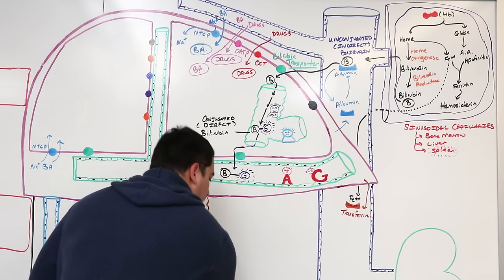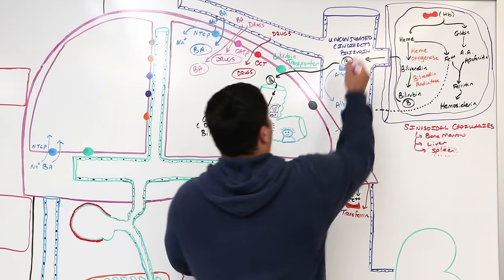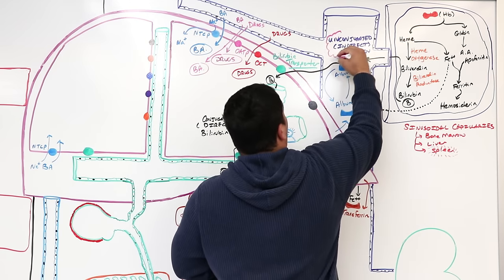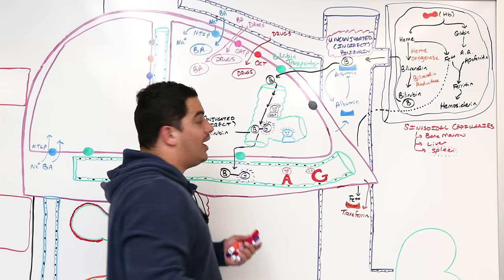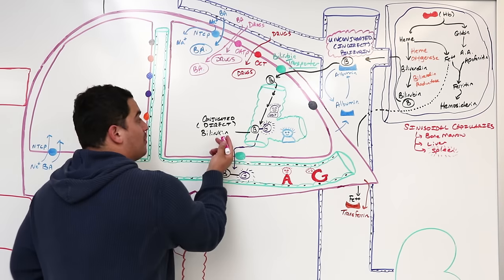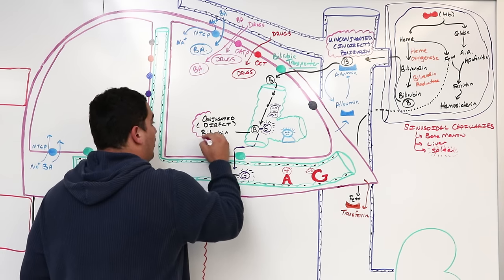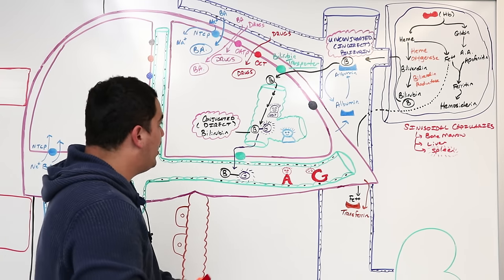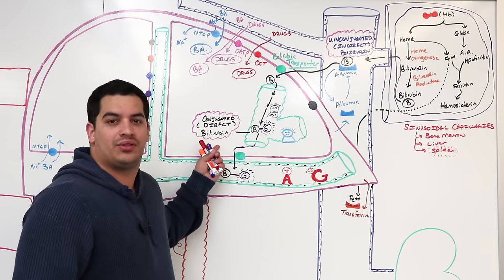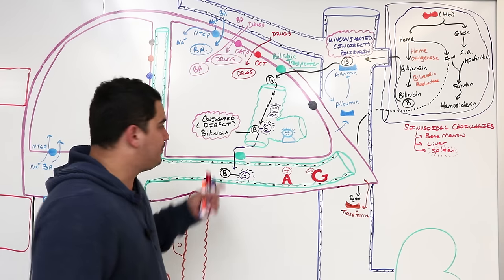Here, I'm gonna do this so you guys don't forget the difference between these two. So this one right here where the bilirubin is just on its own, it's not really conjugated to anything, it's called the unconjugated or indirect bilirubin. And this one over here where it's bound to the glucuronate is called the conjugated or direct bilirubin. It's super important in being able to diagnose different types of jaundice.